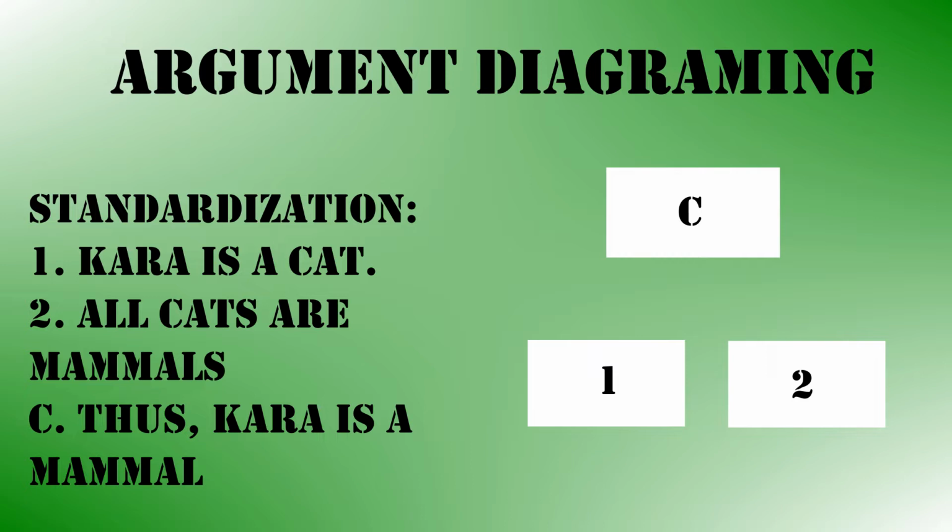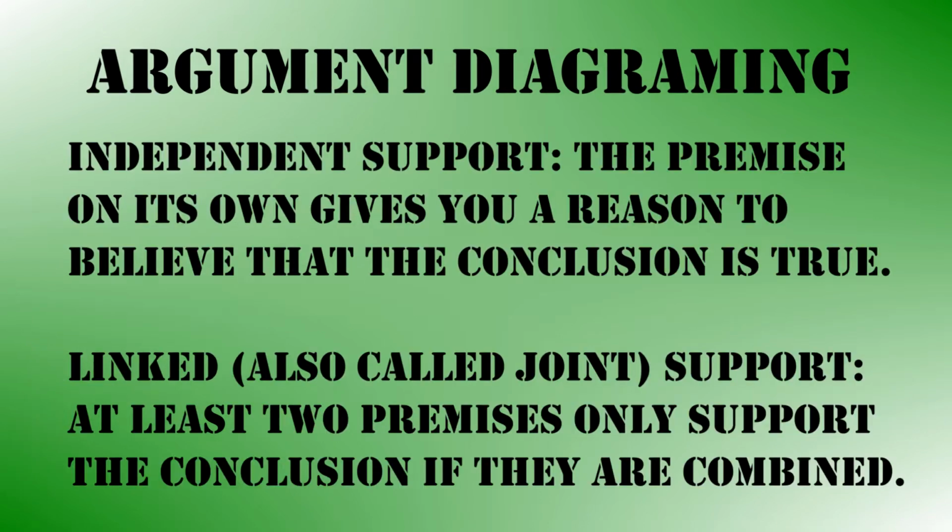The remaining thing we have to figure out before our diagram is complete is how are the two premises related to one another, and how are they related to the conclusion. There's two different options, in effect, for how premises can relate to one another and how they can relate to the conclusion. So premises can support the conclusion via what's called independent support, or via linked support. It also gets sometimes called joint support. Those two names mean pretty much what they sound like.